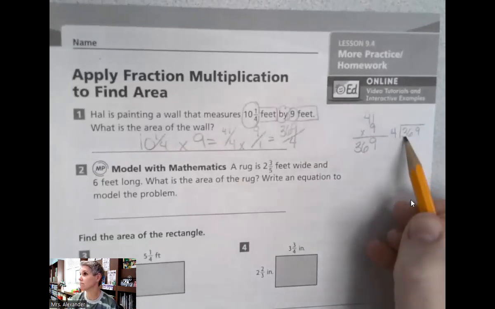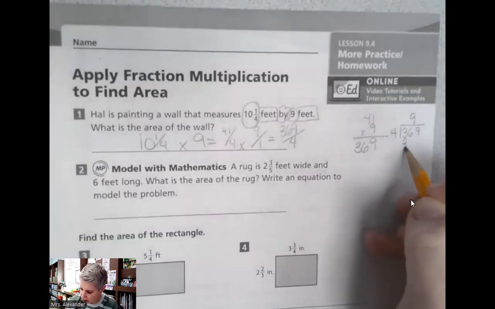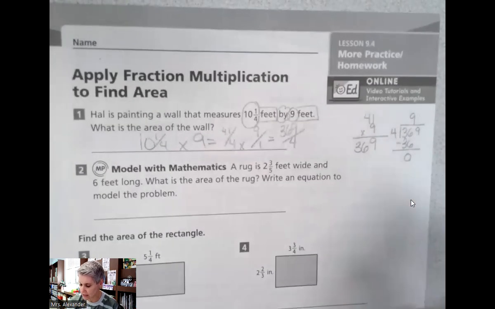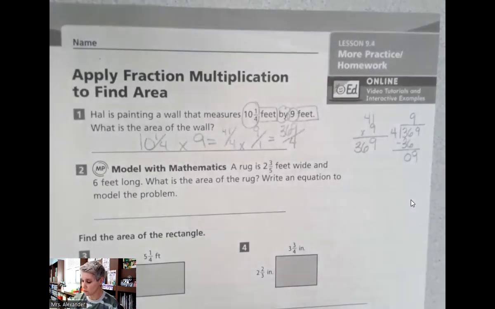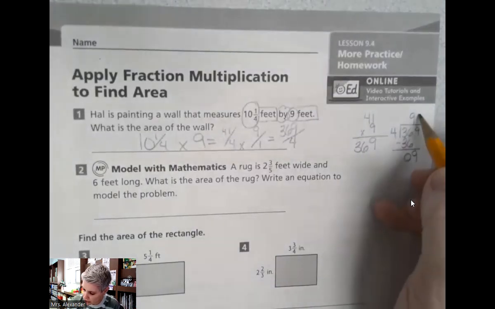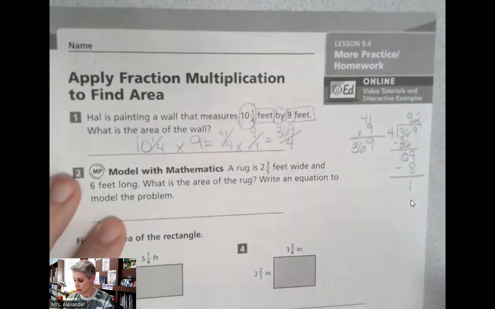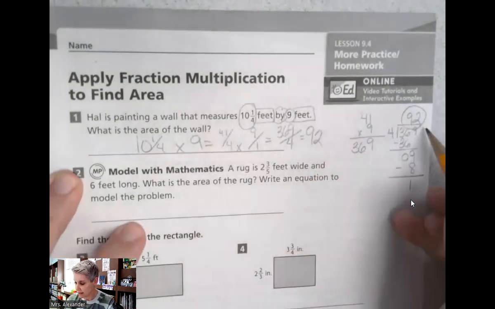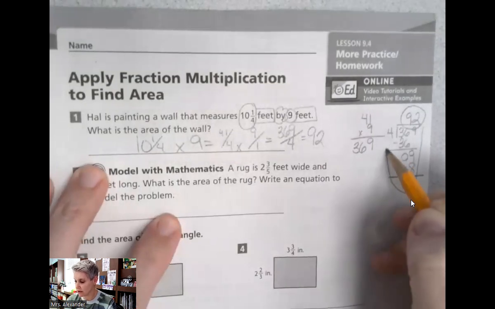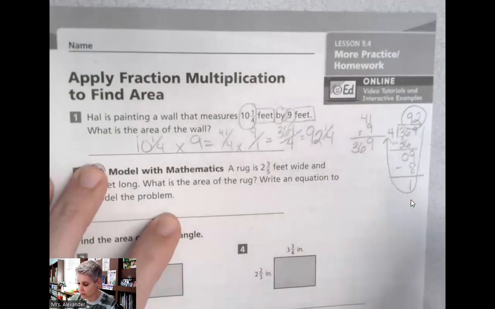4 goes into 3. 0 times. 4 goes into 36. 9 times. We multiply and subtract. We have 0. Bring down that 9. 4 goes into 9. 2 times. 4 times 2 is 8. We have 1 left over. So we have a whole 92 here in our quotient. And then the remainder is the numerator, the divisor is the denominator. So we have 92 1/4.